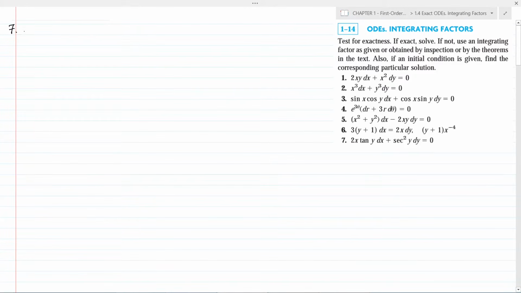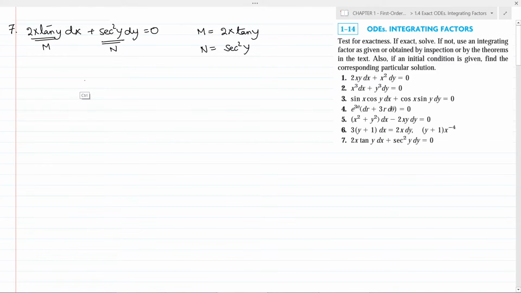Question 7. 2x tan y dx plus sec square y dy equal to 0. Here this first term 2x tan y is M and the second term sec square y is N. So, M equal to 2x tan y and N equal to sec square y. First we will check if the differential equation is exact or not.